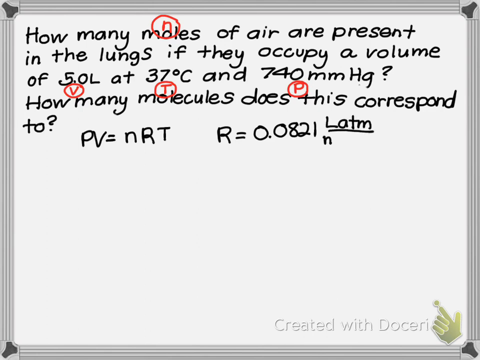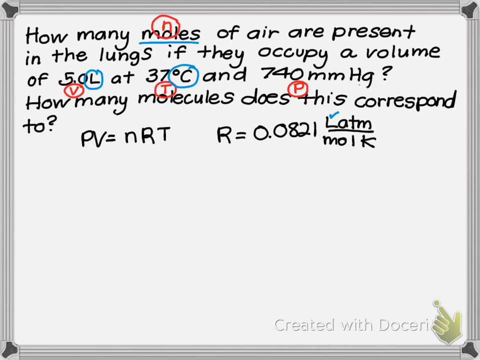So R is 0.0821. It's a constant. Liter, atmospheres, moles, Kelvin. So let's check out our units. So moles is what I'm calculating here, so I'm good. Okay, this has liters, and this has liters, so I don't need to convert that. Okay, this has degrees Celsius, and this, oops, I didn't write the Kelvin. Sorry. Sometimes my brain gets ahead of me.